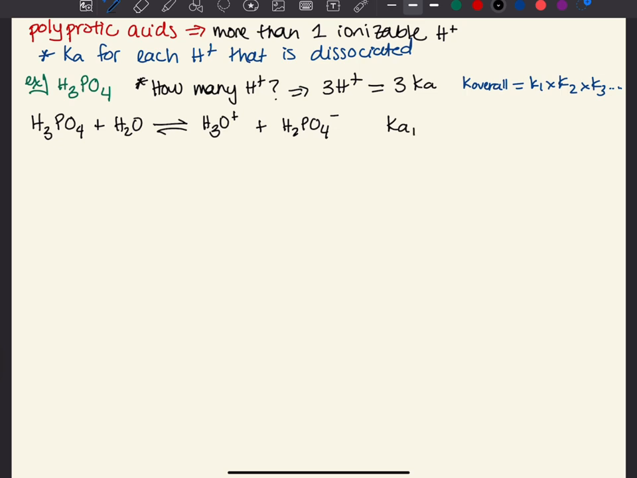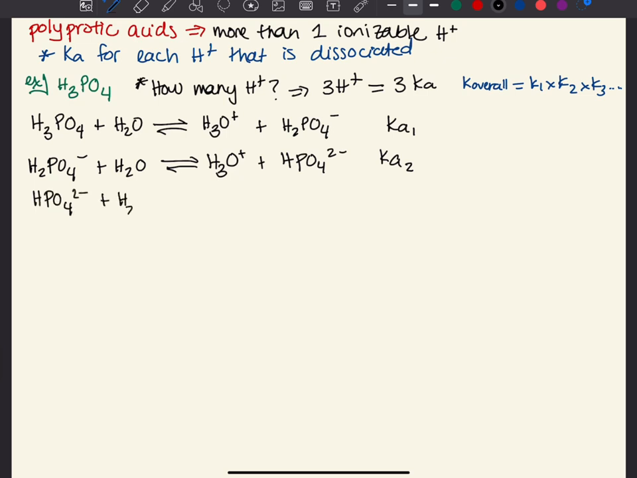Now I can take my dihydrogen phosphate and go through the same process. Water is going to accept the proton to become hydronium ion, and then we will get monohydrogen phosphate, and that will give me my Ka2. So far I've taken off 2 of my protons. I can use my monohydrogen phosphate and water to take off my 3rd proton, and that will give me my Ka3.